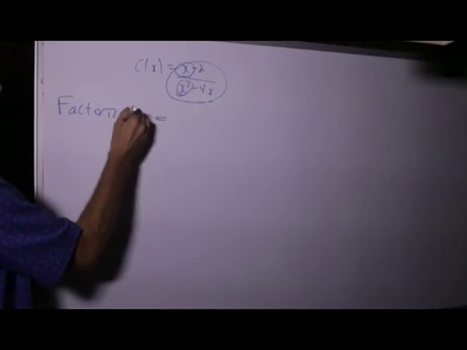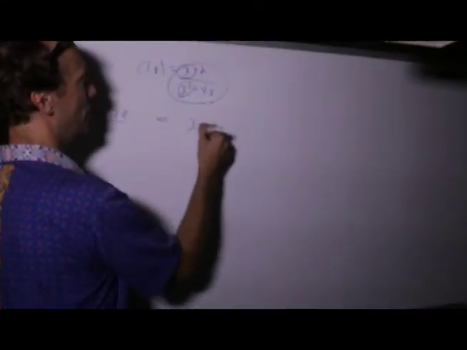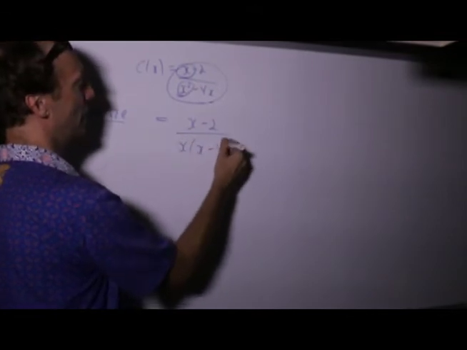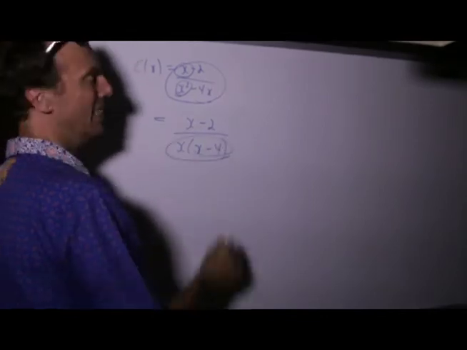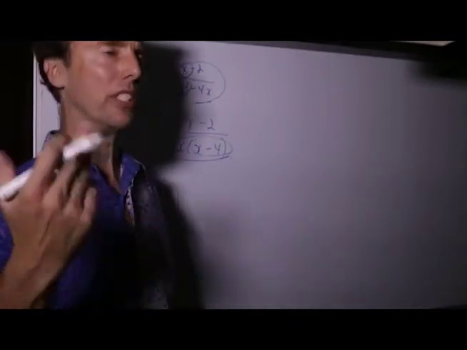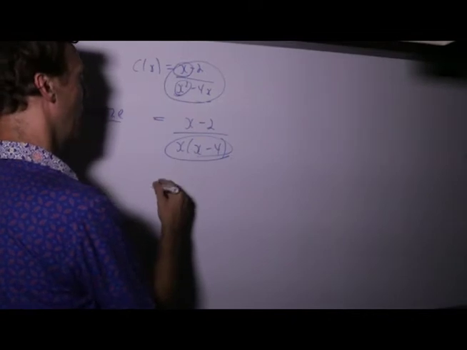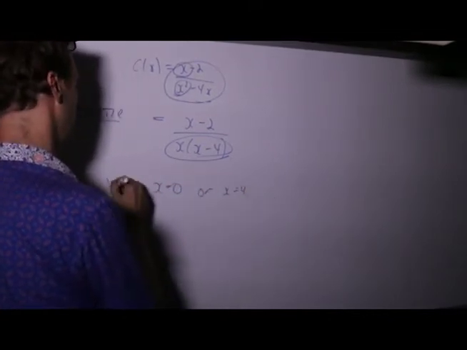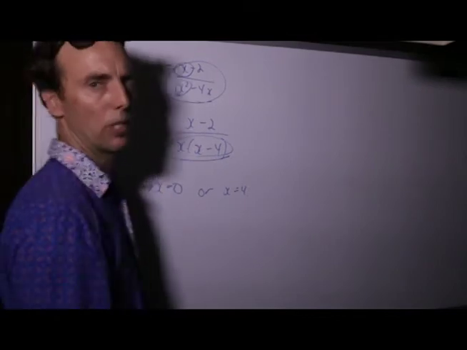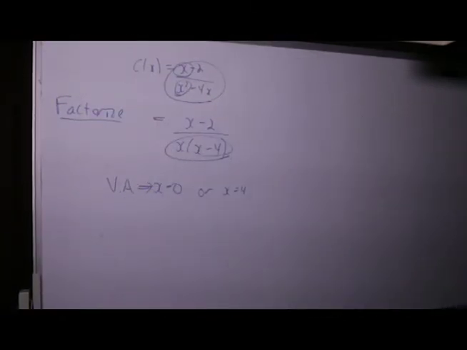In order to do that, let's factorize. That's the first thing that we need to do. Okay, so basically we have x minus 2 all over x outside of x minus 4. In order to find our vertical asymptotes, remember, we let the denominator equal 0. So we've basically got x equals 0 or x equals 4. Those are our vertical asymptotes. X equals 0 or x equals 4.